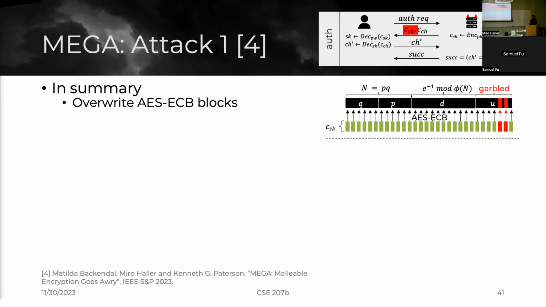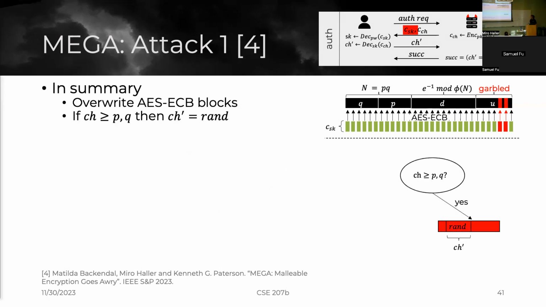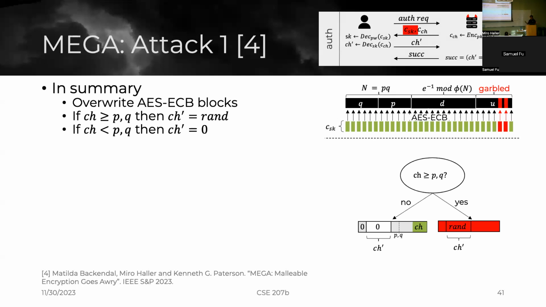All right. So in summary, the server overwrites some of the ciphertext blocks and garbles the U value. And then if it picks a challenge that's bigger than the primes P and Q, the returned challenge value by the client in the authentication protocol, the CH prime returned by the client, is a random value. If the server encrypts something that's smaller than both primes, the return value is 0.